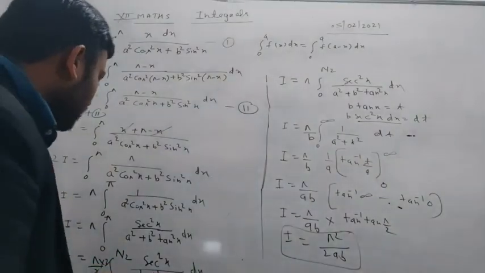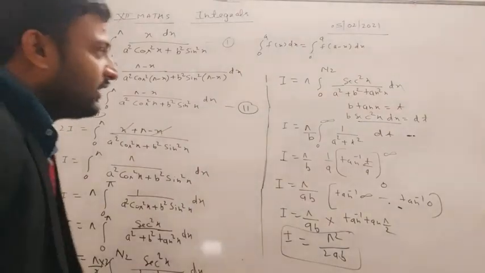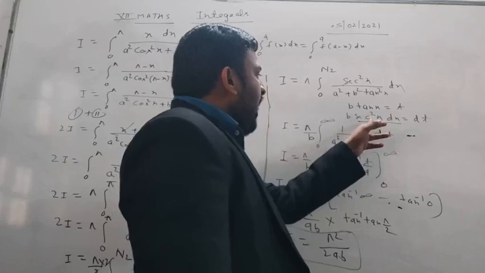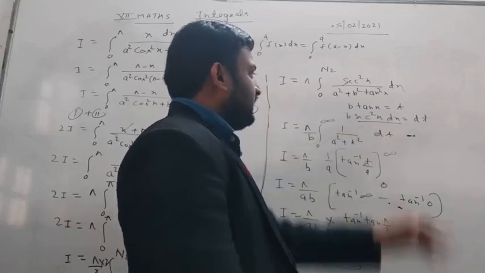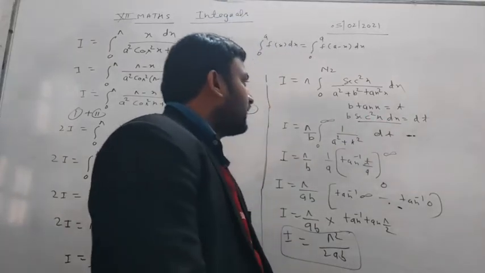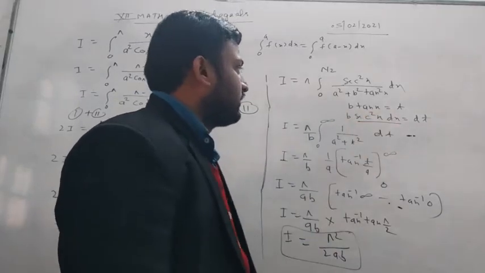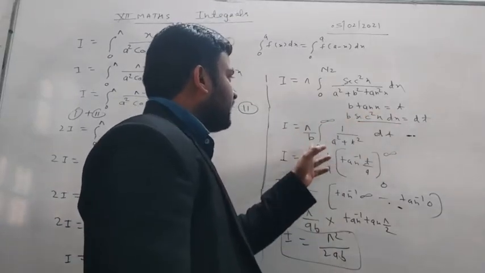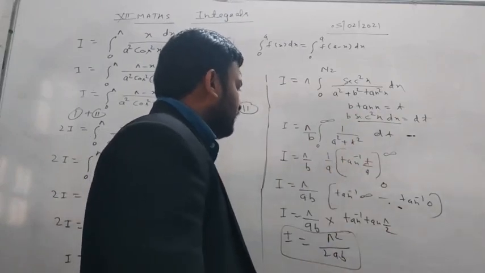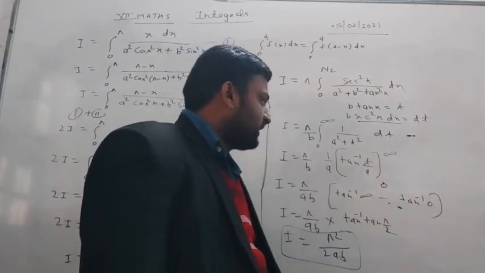Okay students, now here we are supposing that b tan x is t, so b sec square x dx is equal to dt. Now we change the limits. If x is 0 then t is 0, if x is pi by 2, then t is not defined, it goes to infinity. So I is equal to pi by ab, and this is 1 by a tan inverse t by a, from 0 to infinity.